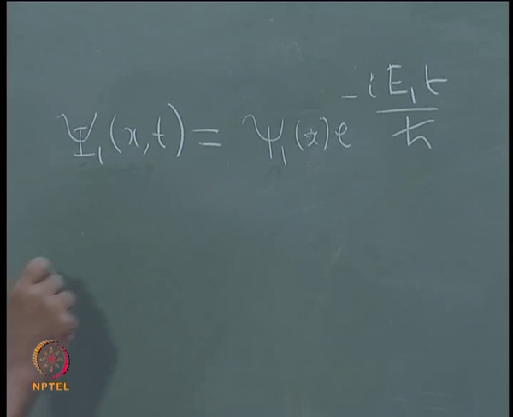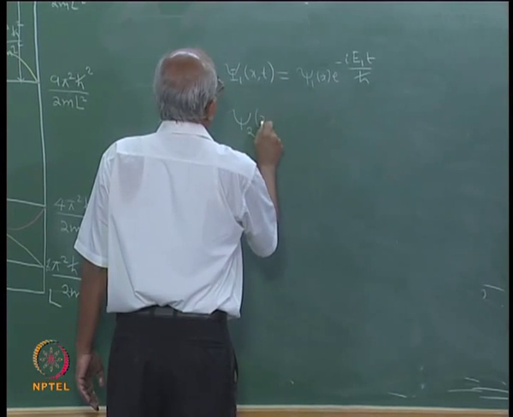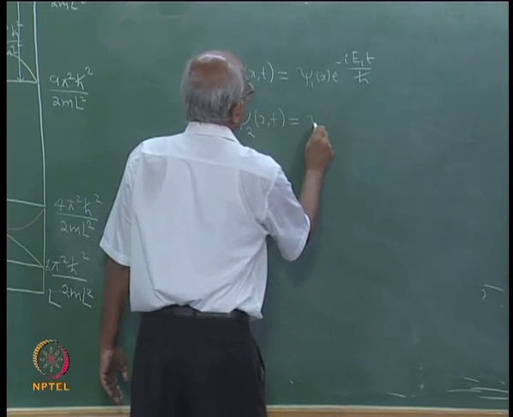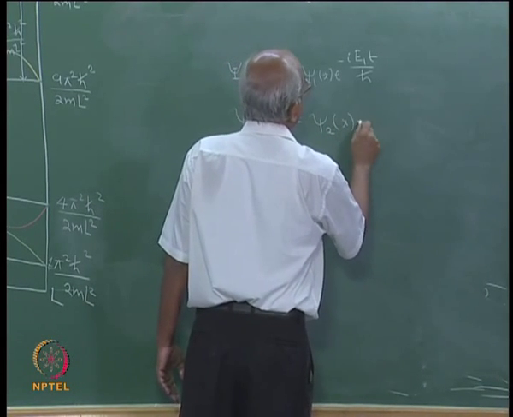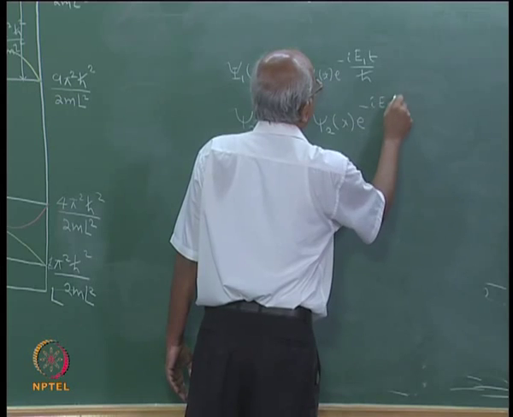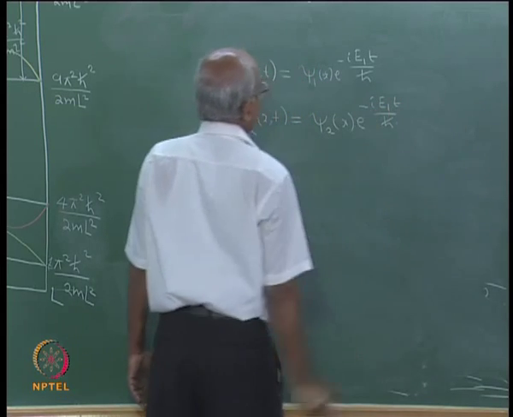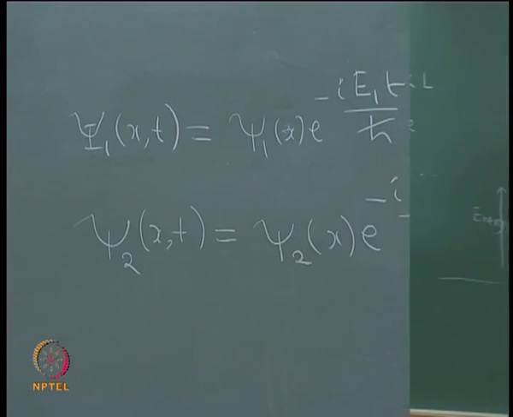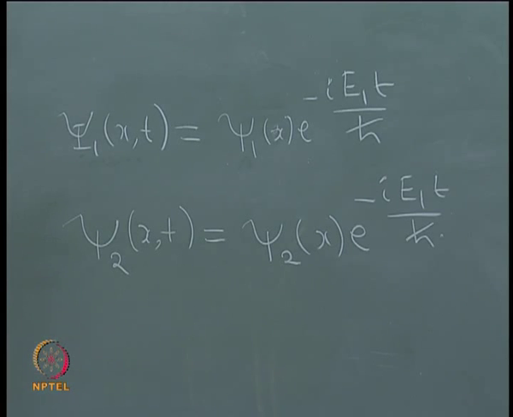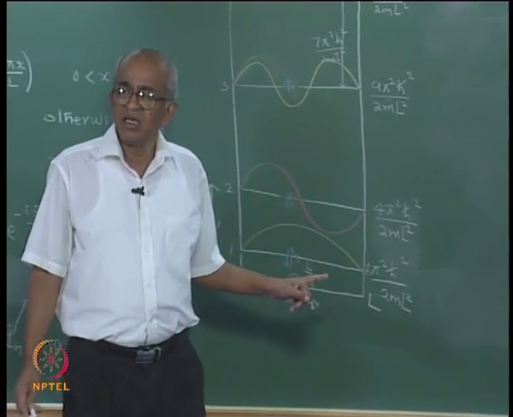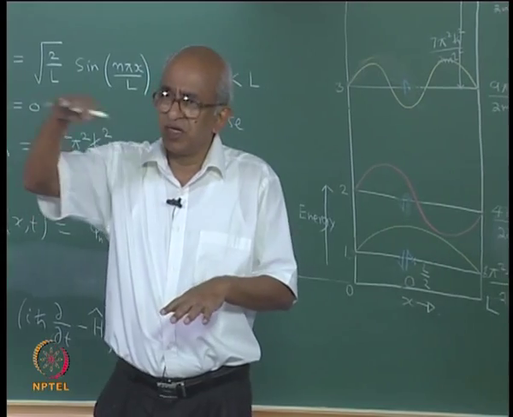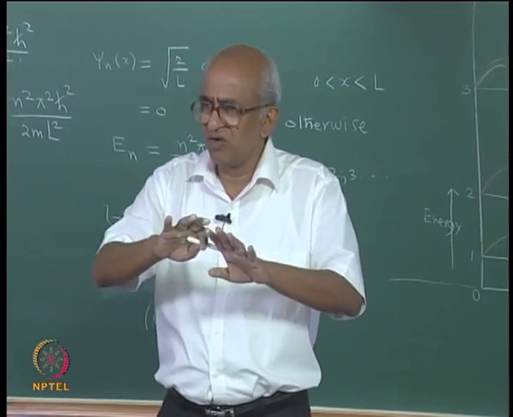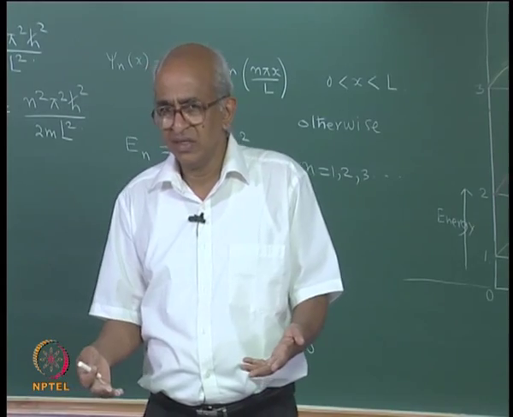Similarly, psi 2 of x, t will be equal to psi 2 of x, we know expressions for it, e to the power of minus i E2 t by h cross. If I had an electron sitting in this state, then its wave function would have this position dependence, and the probability would have roughly the same kind of appearance. The probability density will not change when time passes, right.